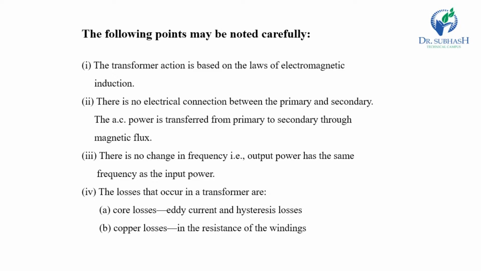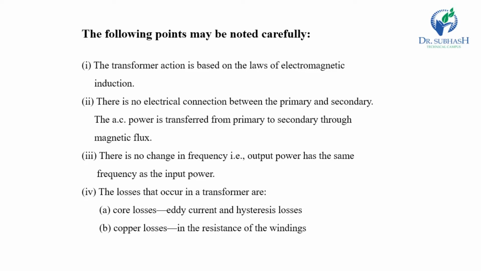The losses that occur in a transformer are core losses and copper losses. Here windage losses are not there because in a transformer there is no rotating machine. Here there are only core losses and copper losses, and core losses are due to eddy current losses and hysteresis losses, and copper losses are due to the resistance of the winding.